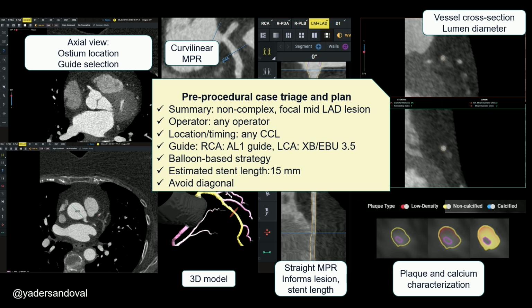So as you can see, if you put all this information in a package, you know what you're dealing with. This is a non-complex lesion, focal middle LAD. Any operator can do this in any cath lab. You know you need an AL1 guide because it's an anterior takeoff of the right. You know what you need for the left.